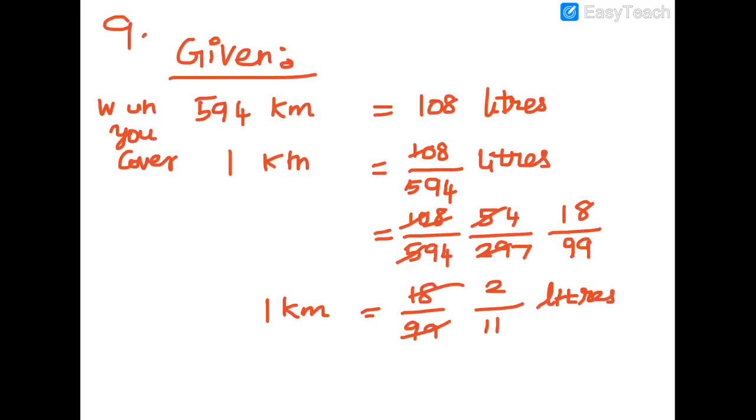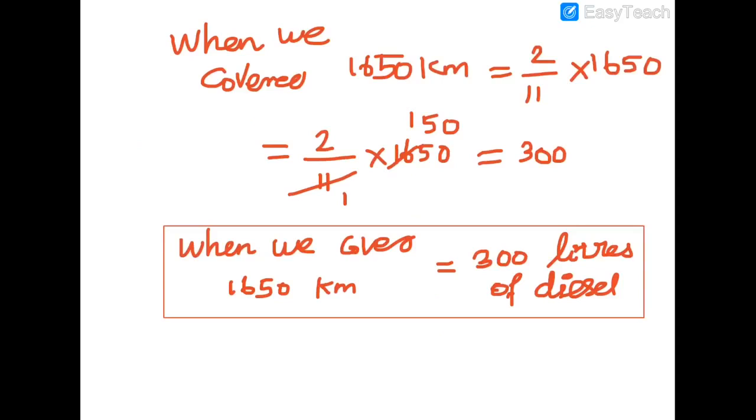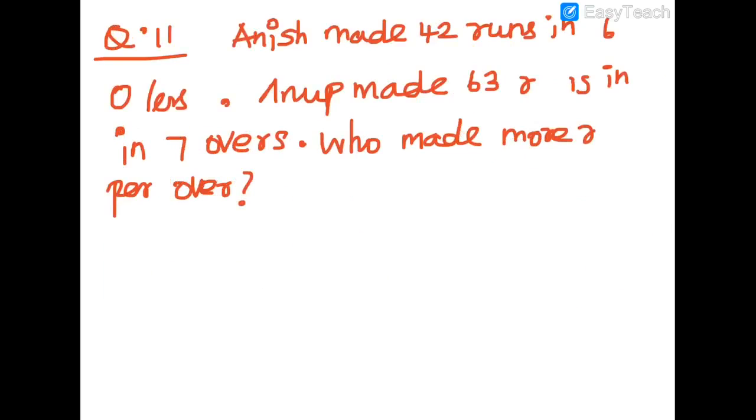Here, 594 kilometers means 108 liters of petrol consumed. So for 1 kilometer it is 108 by 594, that means 18 divided by 99. We can divide it further by the table, so it is 2 by 11. 2 by 11 is the right answer. And here 1650 kilometers: for the single unit we found 2 by 11, so in the same way you multiply. This kind of work you have to do, students.